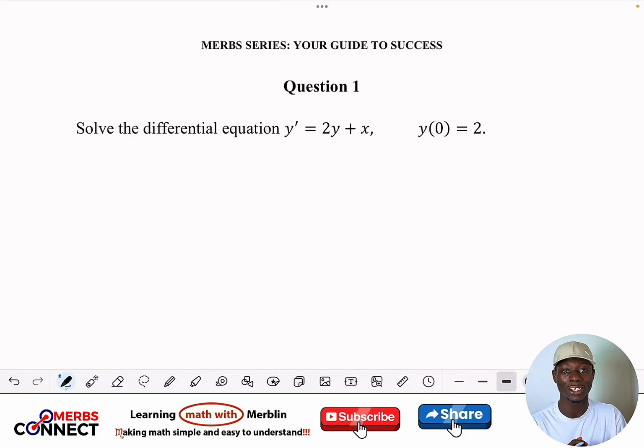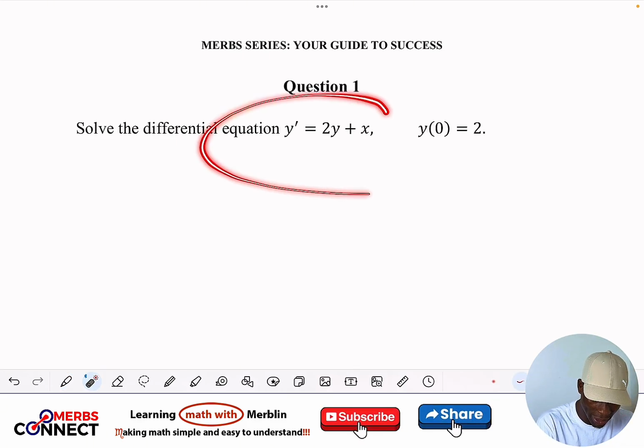In preparation towards our final exams, we are taking questions to prepare us to take our exams with confidence. So I have 7 questions, which is section B on differential equations. Let's jump right in and let's solve.